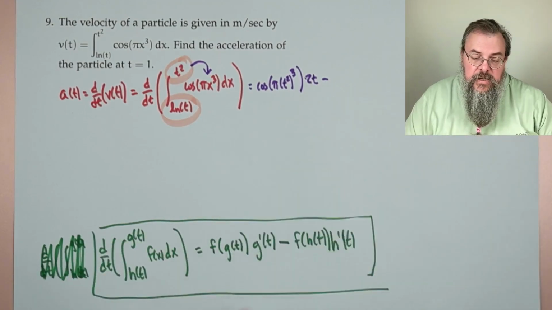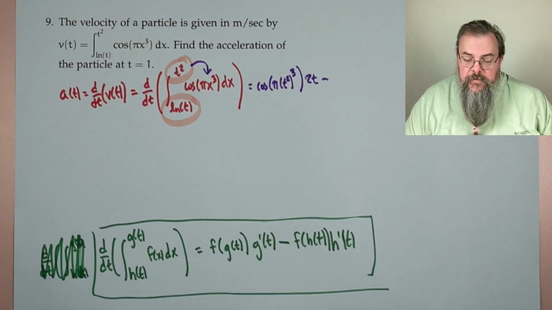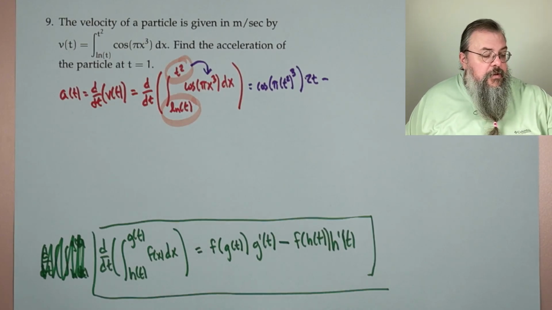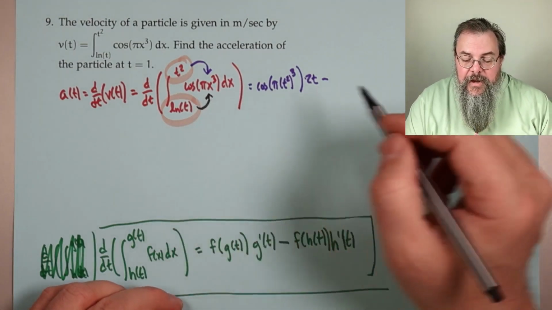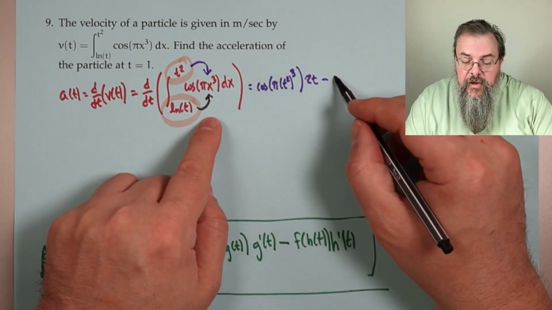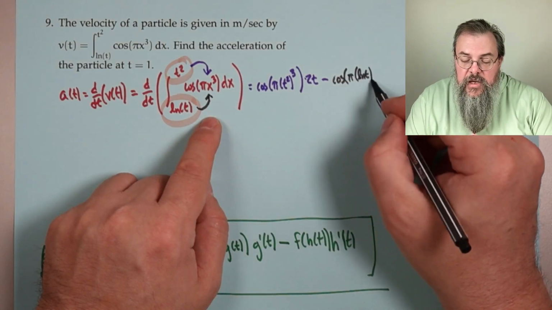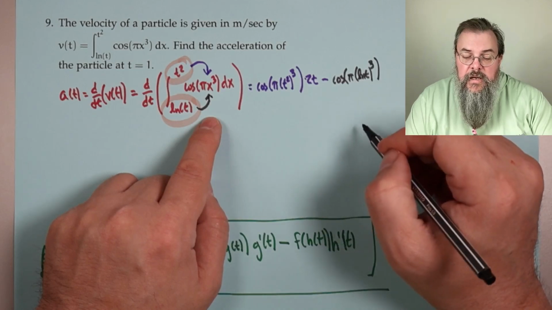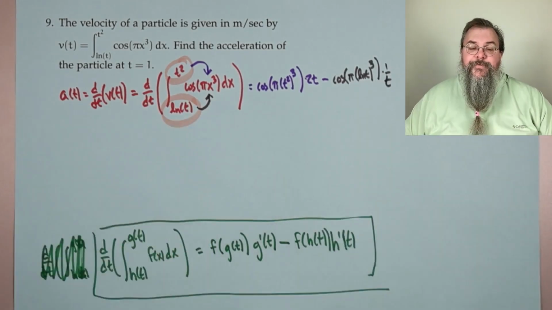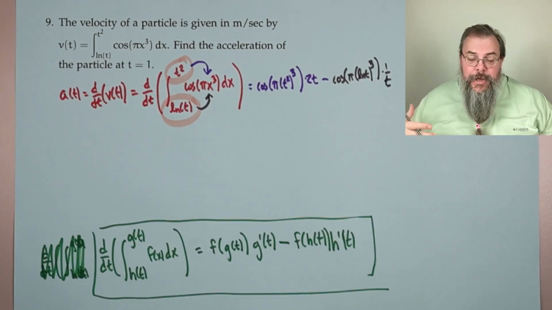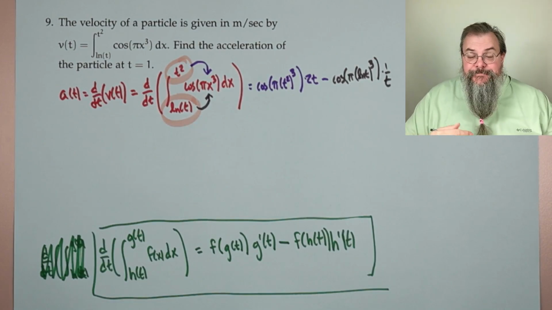Subtract, okay, and we're ready for the next leg. And for the next leg, I have another pen here, by great coincidence. Now we're plugging in log t. So this is cosine of pi log t cubed times the derivative of log t, 1 over t. Now, this is not the answer. This is the acceleration function at any time t.